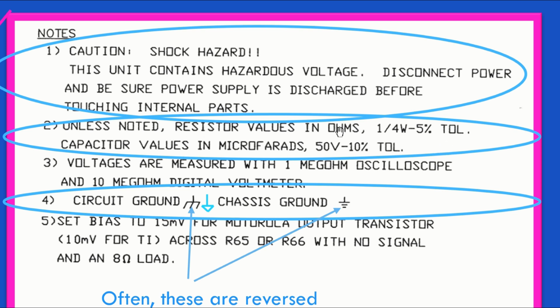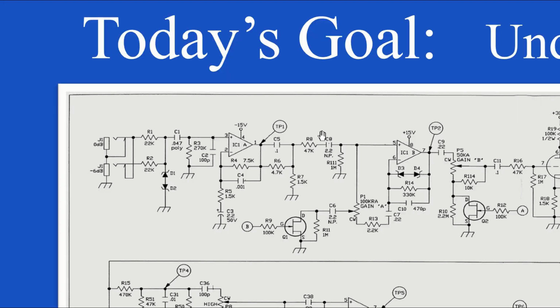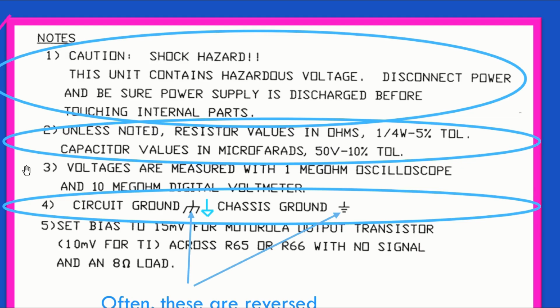The resistor values are given in ohms, so that's simple, and the capacitor values are in microfarads. So C5 here is labeled 0.1, that's 0.1 microfarads or 100 nanofarads. This is 0.001 microfarads or 1 nanofarad. Except in the case of this one where it's 100p, which means it's 100 picofarads.